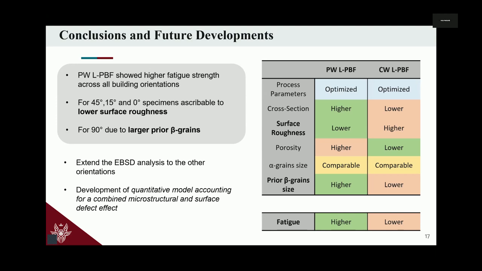Of course, we are at a preliminary stage of this work. We need to extend the EBSD analysis to the other orientations. And the final goal would be to develop some quantitative models which are able to account for both the microstructural as well as the surface defects effects within this kind of components.